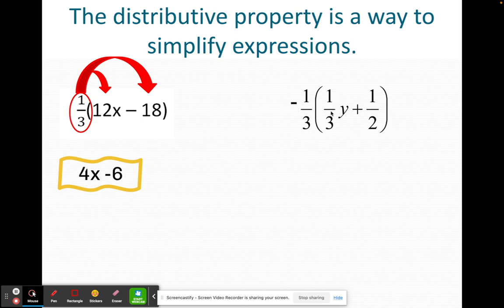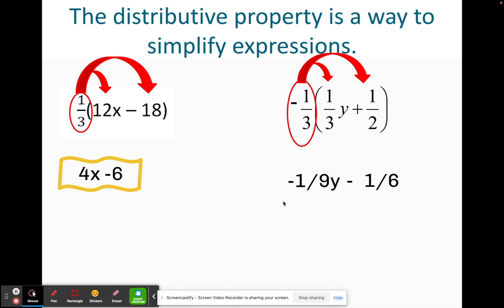Negative 1/3 times 1/3 y plus 1 half. Negative 1/3 times positive 1/3 will give me a negative 1/9 y. Then negative 1/3 times a positive 1 half gives me a negative 1/6. So negative 1/9 y minus 1/6.